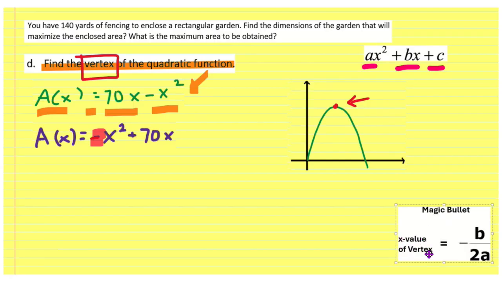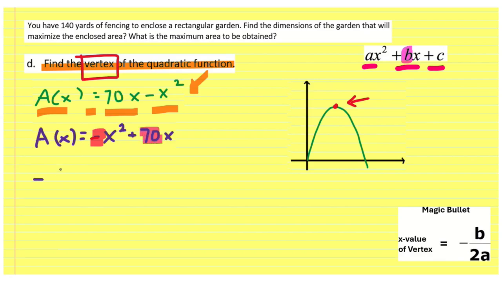The x value of the vertex can be found with this equation, -b over 2a. Well, where is the b? Well, the b is whatever is in front of the x term. So the x term is going to be 70. So that's going to be my b. So I'm going to fill this in.